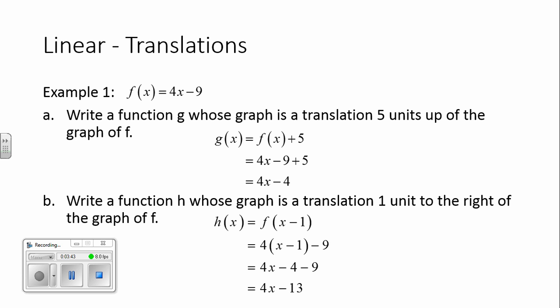Part B, write a function h whose graph is a translation 1 unit to the right of the graph of f. Okay, so I know that if I want to shift my graph right or left, then I have to replace the x in the equation with an x plus something or x minus something. So this problem is asking me to move 1 unit to the right. So that's going to be replacing x with x minus 1. So my h of x equation will be f of x minus 1. So what is f of x minus 1? Remember your function notation. I go to the f function, replace x with x minus 1. So I have 4 times x minus 1 minus 9. Simplify that and you get your answer.